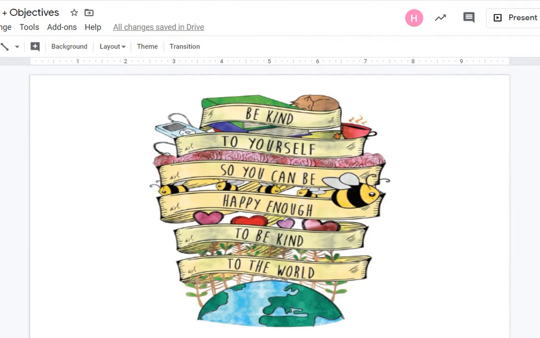Today's quote says, "Be kind to yourself so you can be happy enough to be kind to the world." I love this quote because it's important to remember during this time when we're home more than we're used to and doing more at home by ourselves that we are being kind to ourselves.